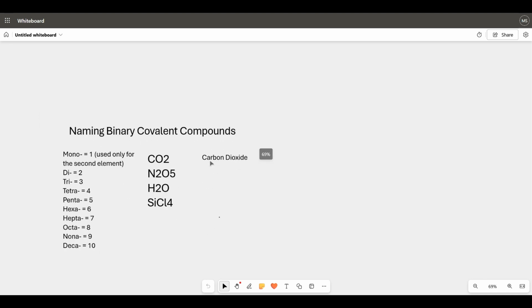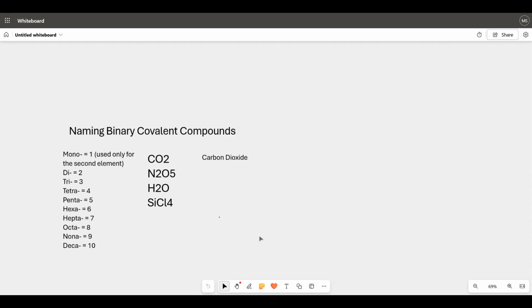So let's try to tackle carbon dioxide first, knowing this already. The first element we know is carbon. And since there's only one carbon atom, we would not use the prefix mono. Mono is only used for the second element. The second element is oxygen. And since there's two atoms of oxygen, we use the prefix di. And once you combine them together, you get carbon dioxide. You always add ide to the second element's name.